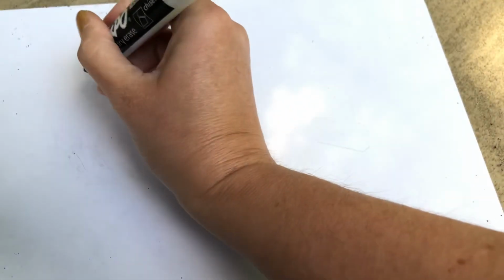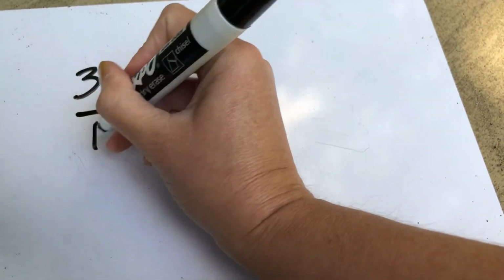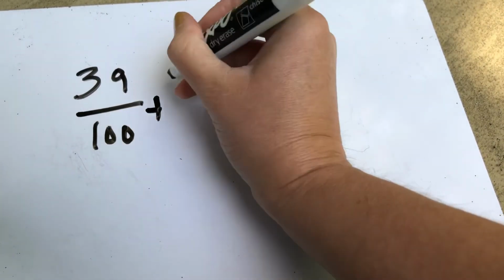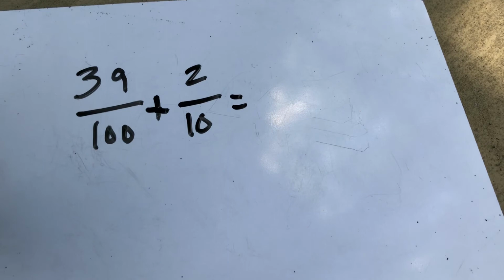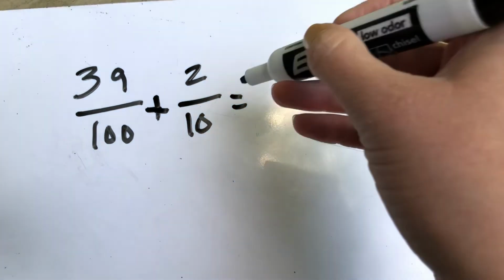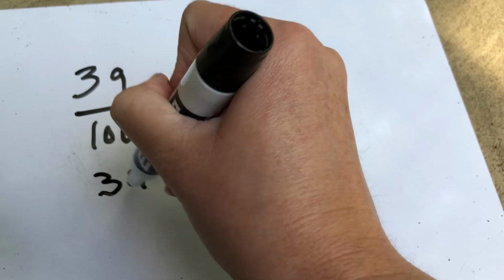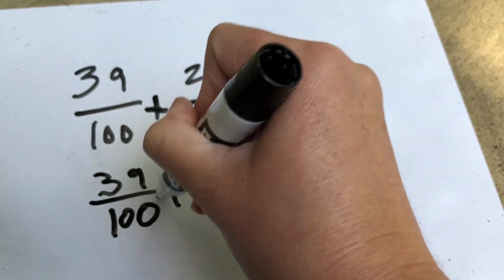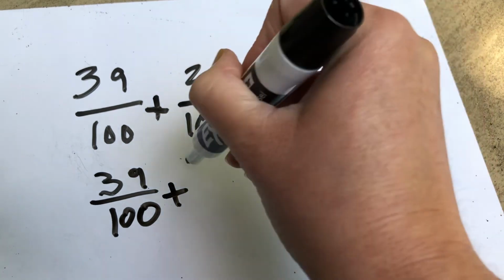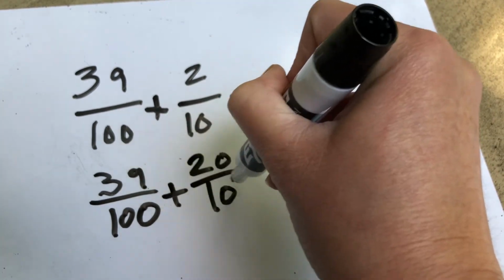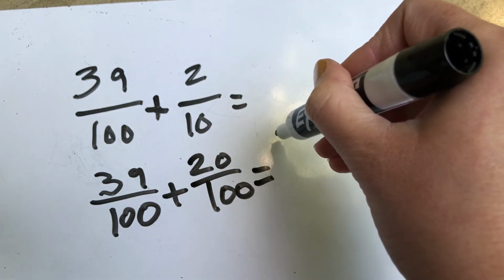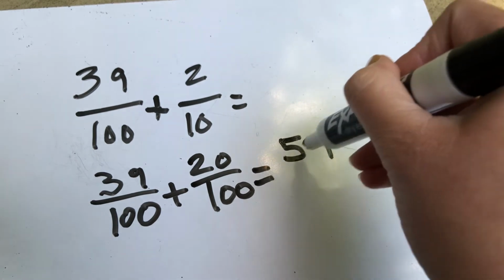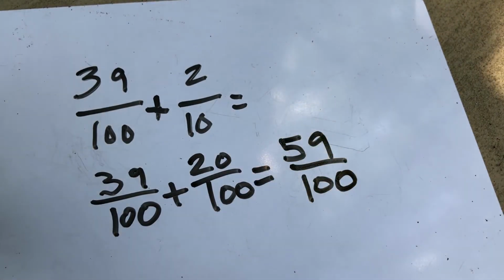Let's do another one. One more. I want you to try to work this one out before I do. 39 100ths plus 2/10. Okay, going to convert. So this one you can keep. It's 100. That's 39 out of 100. So you need to multiply. 2 times 10 is 20. 10 times 10 is 100. So 39 plus 20 would be what? 59 over 100. Very good.